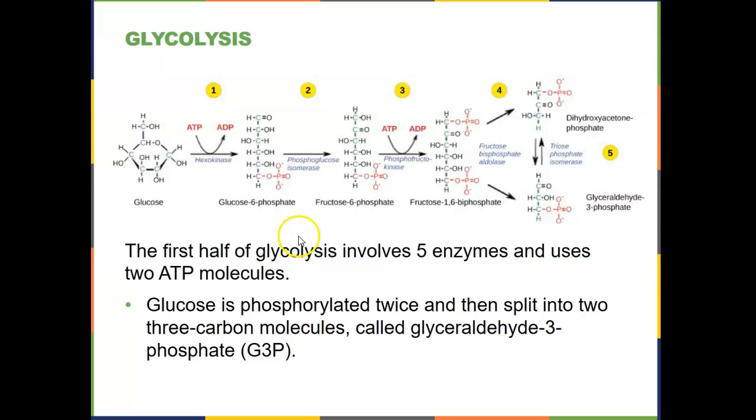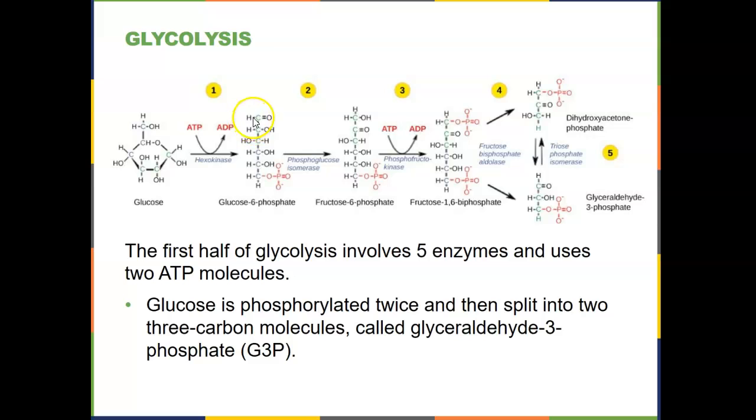Now here we look at it in a bit more detail. The things that I'm not going to ask you to know, but I'm showing you just to give it a little bit of life, is the names for the intermediates as we split glucose apart to finally make pyruvate. We're not here yet. This is just the first part of the reaction.